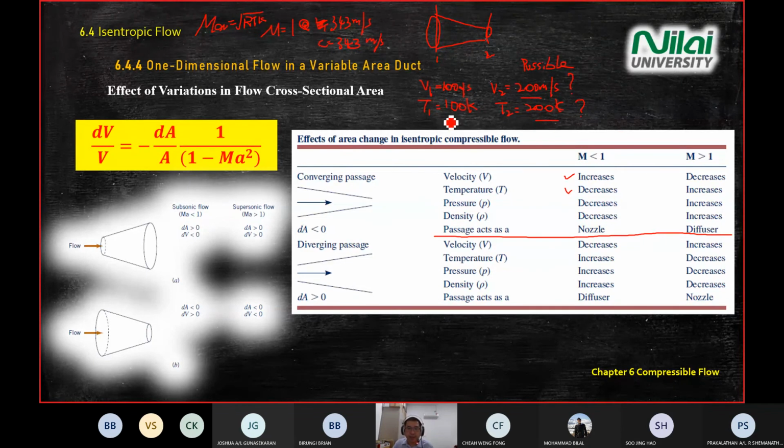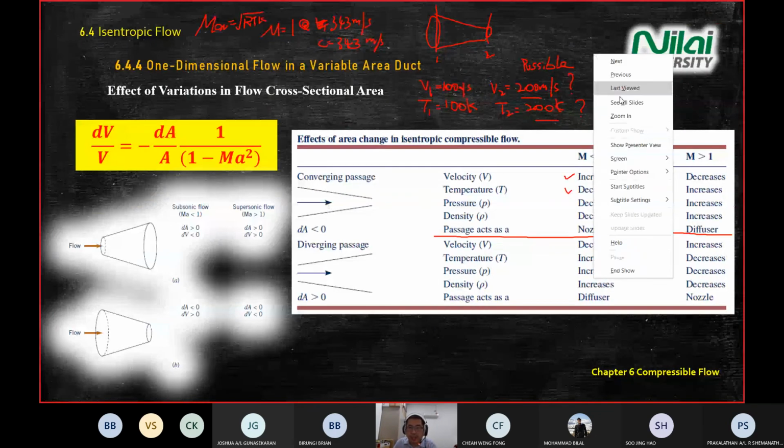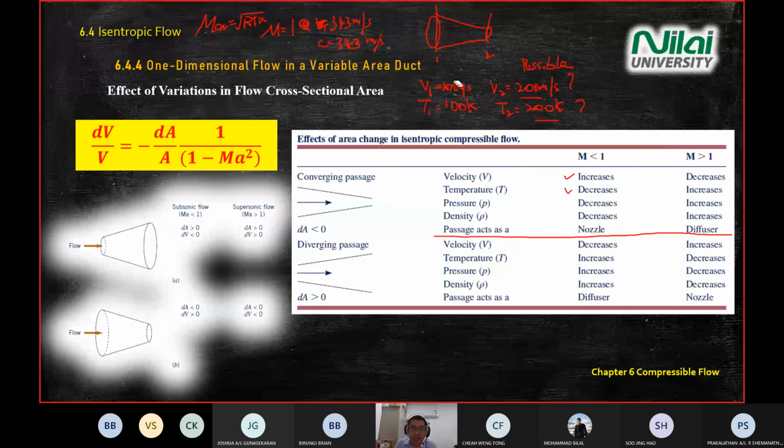Okay, now I'm going to change. The next question will go to Brian. Brian, now the case has changed. The velocity is no longer 100. The velocity now becomes 400 meter per second at point 1. Speed of sound is still the same at point 1, 343. Is this possible when the flow reaches point 2? Is it possible if your calculation is 200, and why?